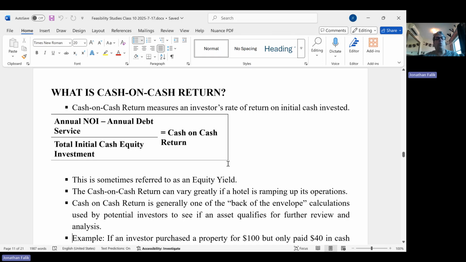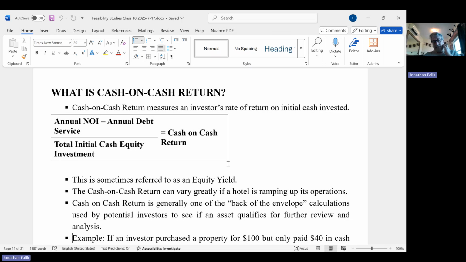So let's talk about cash on cash return. Cash on cash return is widely used by investors, and is widely used by old school investors. It basically tells you how much cash you're actually putting in your pocket divided by the cash that you invested. So what's the formula for a cash on cash return? Sometimes it's called cash on cash yield. It's the annual NOI minus the annual debt service, so it's NOI minus interest expense and any principal amortization, divided by the initial cash equity investment. Sometimes this is called an equity yield.